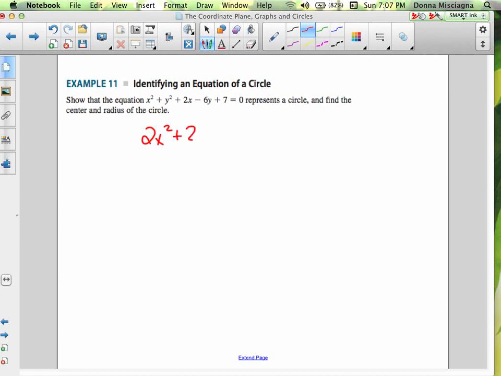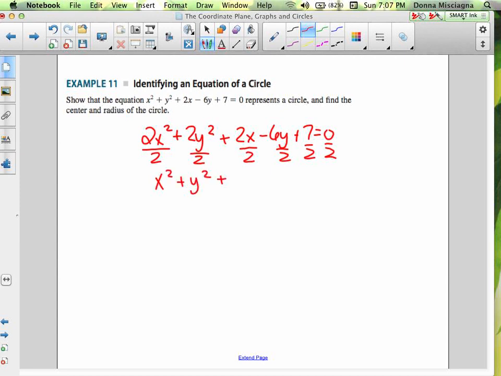2x squared plus 2y squared, so let's just say this was the equation. You don't have to write this down. Plus 2x minus 6y plus 7 equals 0. See, notice they're the same coefficient. So I could divide every term, and it would have to be every term, by 2 there. And notice I'm back to having just x squared plus y squared. So this would be an equation of a circle as well.